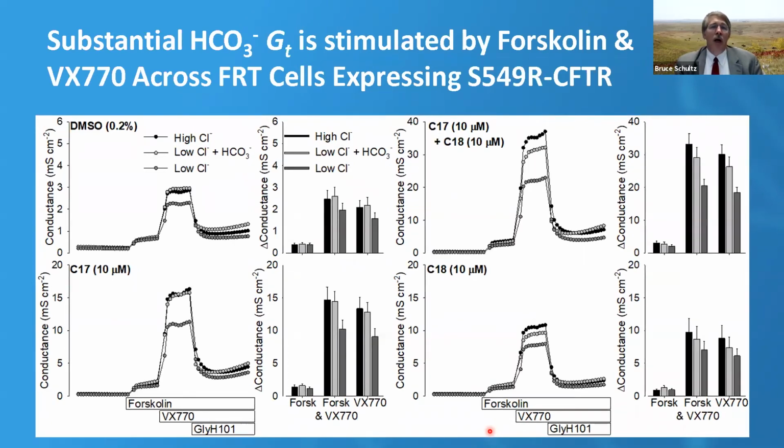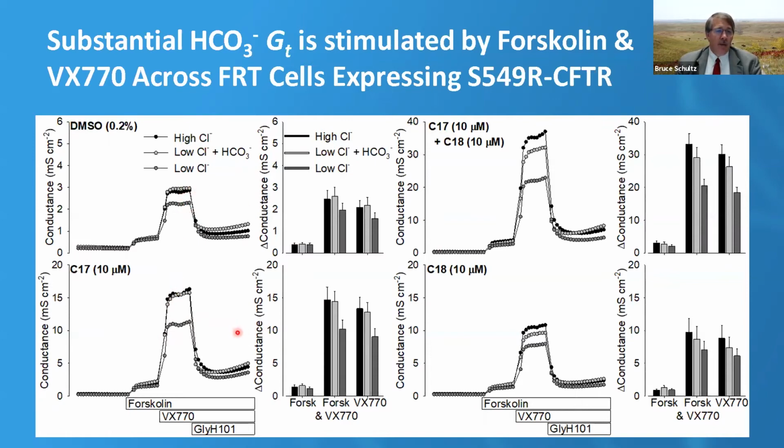The next gating mutant that was examined is the S549R, and the pattern is slightly different than that seen for 551 that was just shown. Once again, we see differences in the ordinate scales, 6, 20, 20, and 40, for this set of experiments. And with either vehicle or C17, we see that the conductance is superimposable with that of the high chloride.